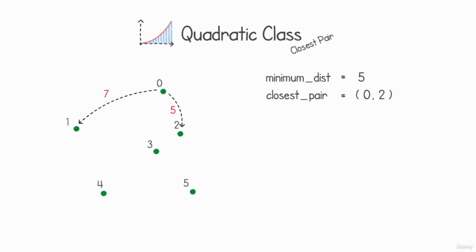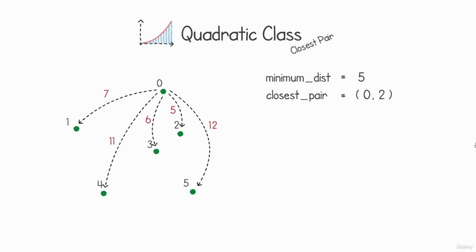We move on to point 3, the distance between 0 and 3. This gives us 6. 6 is greater than 5, so we don't need to update anything over here. The minimum distance stays 5. The distance between 0 and 4 is 11. Again, we don't need to update anything because 11 is greater than 5. And then we find the distance between 0 and 5. And now the distance is 12. 12 again is greater than our minimum distance of 5, so we don't need to update anything. Let's pause over here and move on to the code and implement this first step of our algorithm.